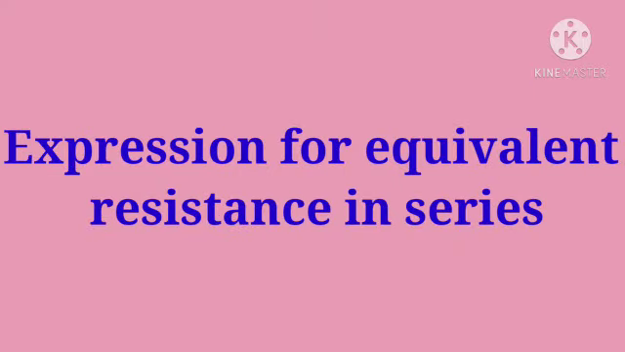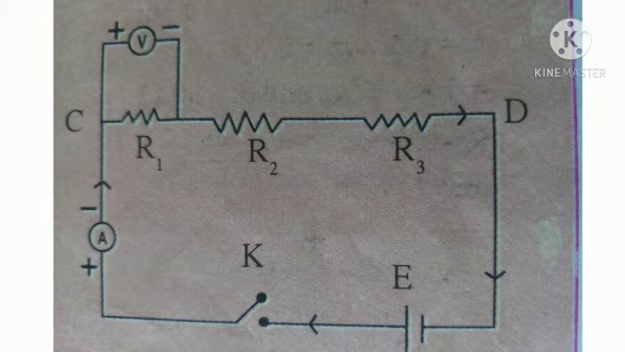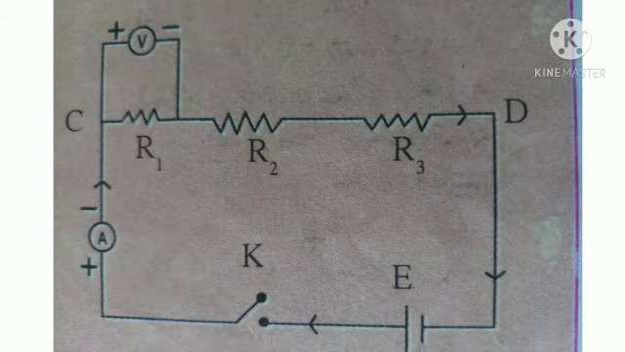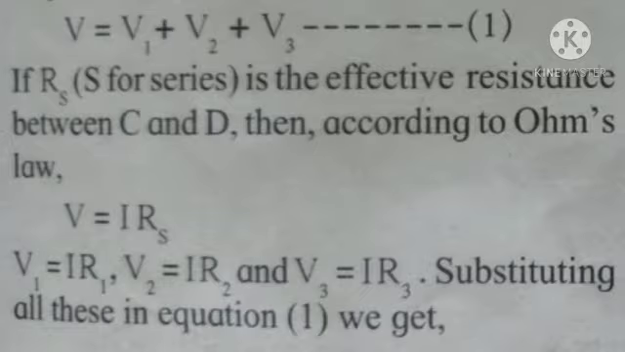Expression for equivalent resistance in series. Let R1, R2 and R3 be the three resistors connected in series between points C and D as given in the circuit diagram. Suppose I is the current and V is the potential difference across the points C and D. Let the voltages across them be V1, V2 and V3 respectively. Then V equals V1 plus V2 plus V3. This is equation number 1.